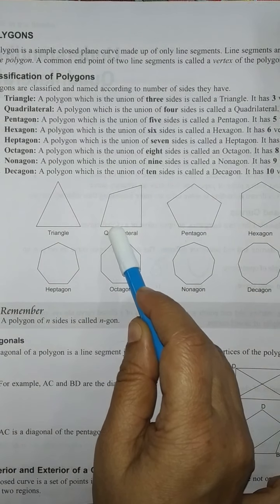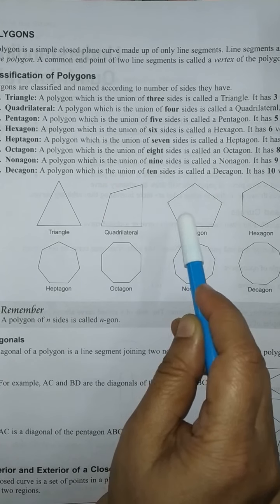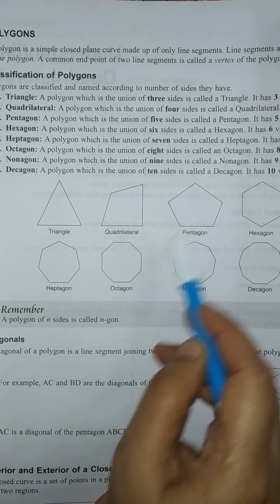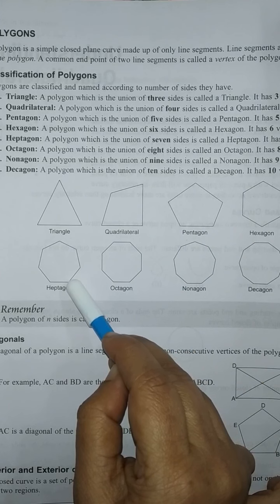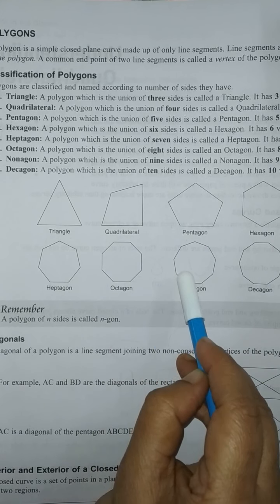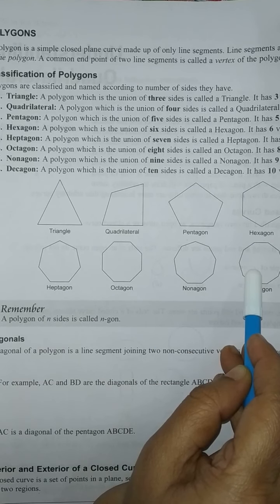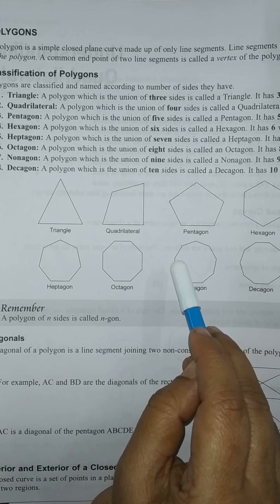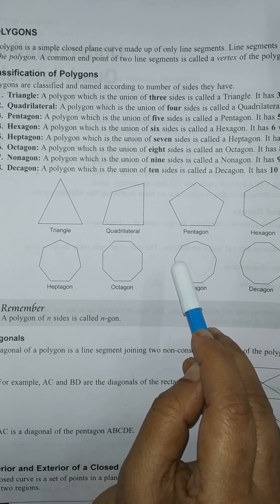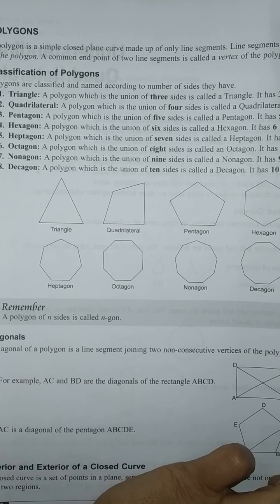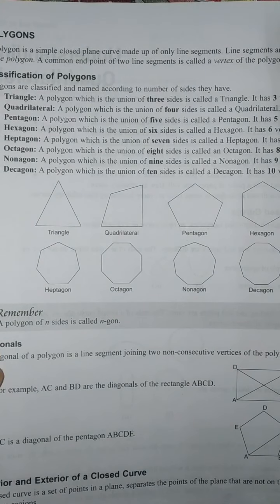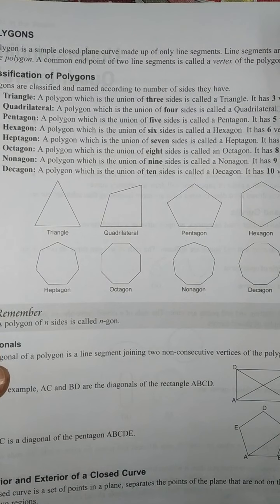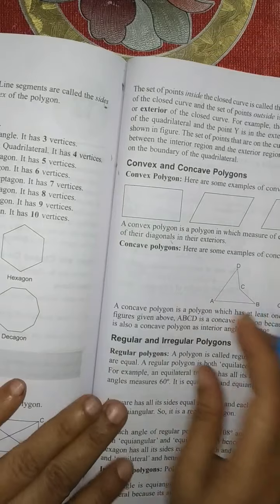Similarly, four-sided figure, that is quadrilateral, five-sided pentagon, six-sided hexagon, 7 heptagon, 8 octagon, 9 nonagon, and 10 decagon. So these are the classifications of polygon depending on the number of sides. Now, depending on the angles, there are two types of polygons. One is convex polygon, other is concave polygon.